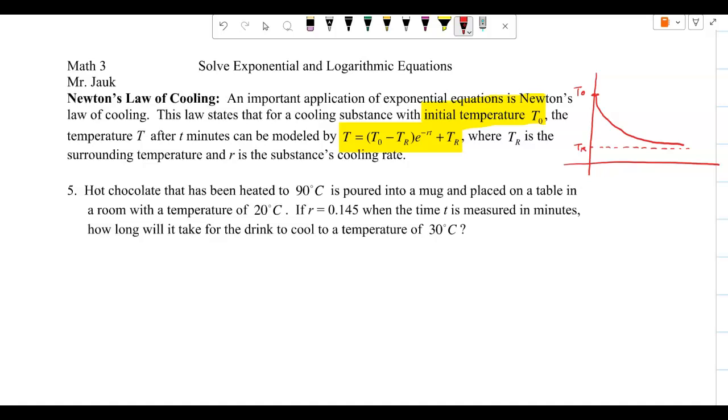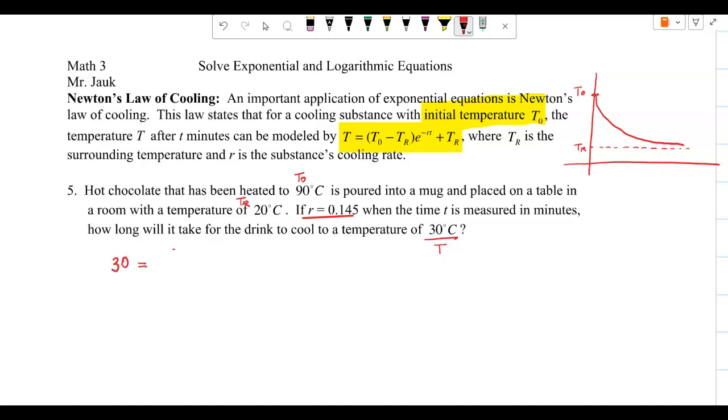So tell me, what is 90? 90 is T naught, the initial temperature. So T naught is 90. What is 20? 20 is TR, room temperature. This is the cooling rate, and this is your T. So 30 Celsius.